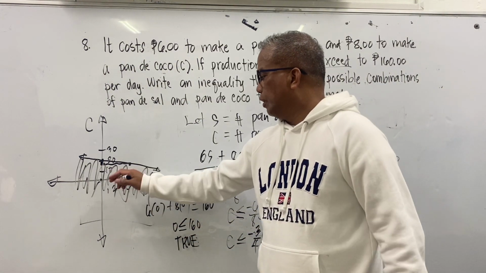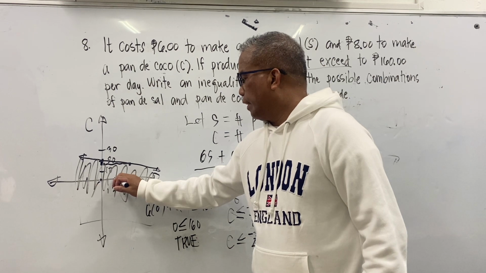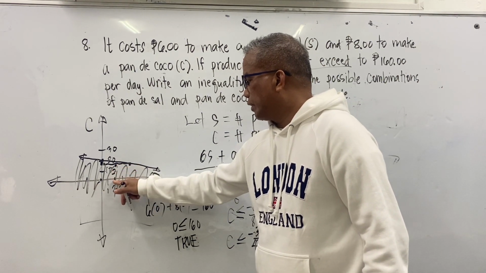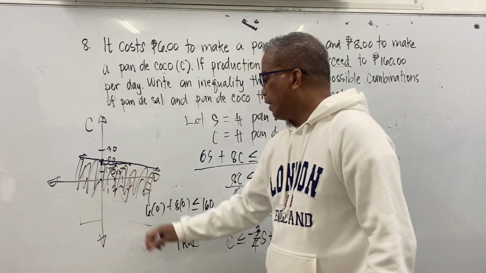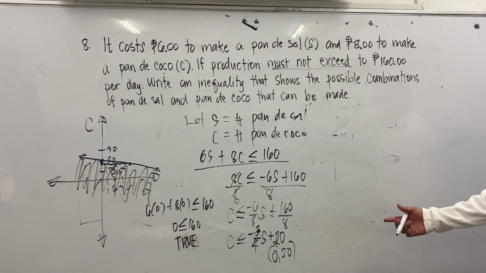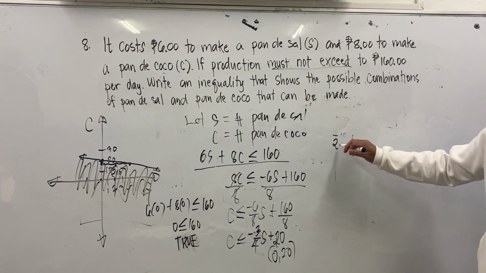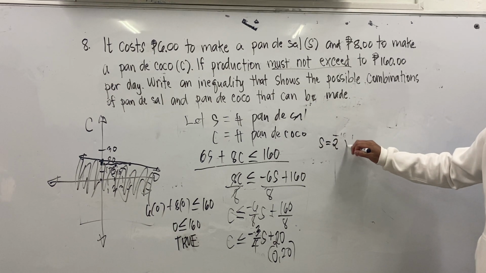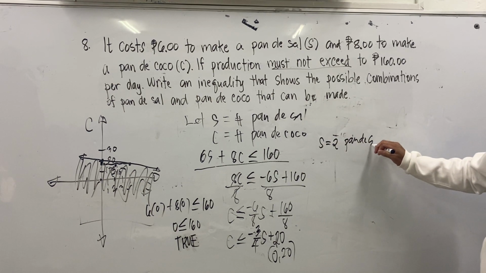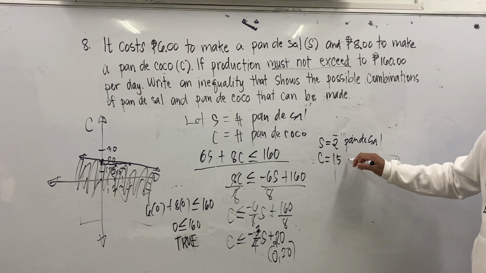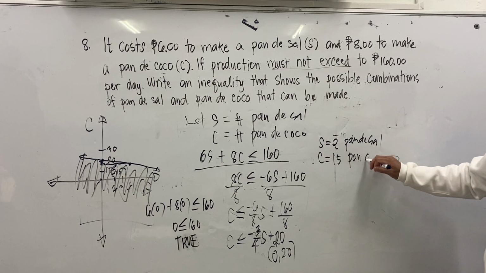Let's say we are using 2, 15. We're using 2, 15 here. So the point is, x is 2, then 15. So let's try. 2S, 2 pandesal. So S equals 2, which means 2 pandesal. And then C is equal to 15 pan de coco.